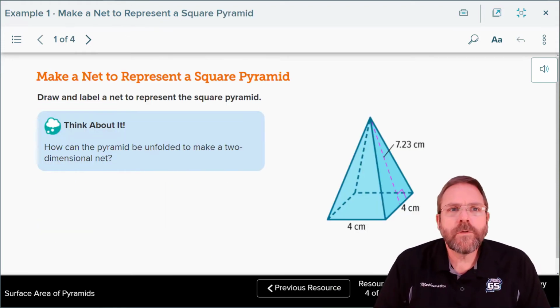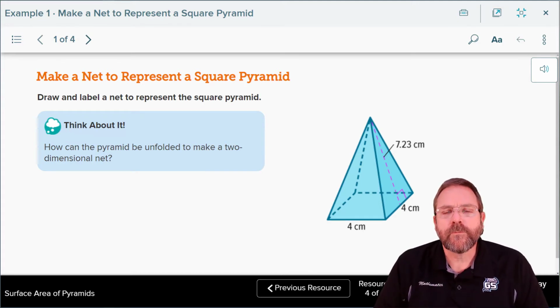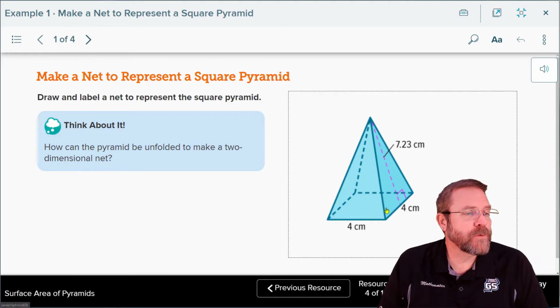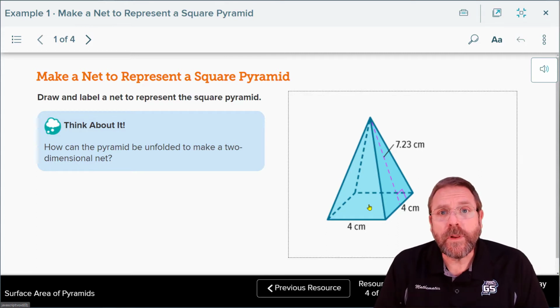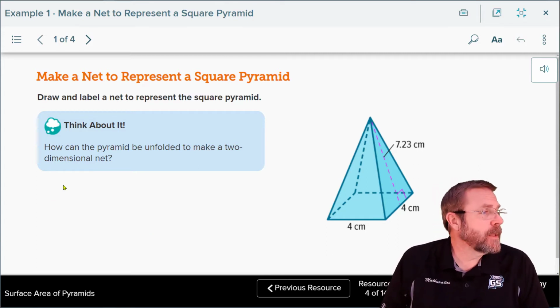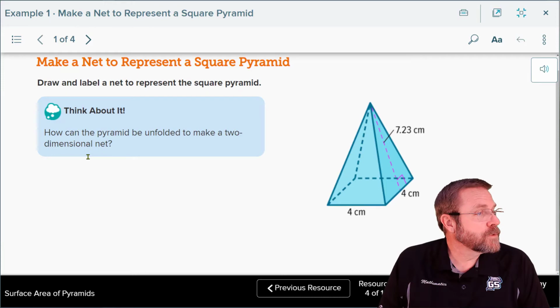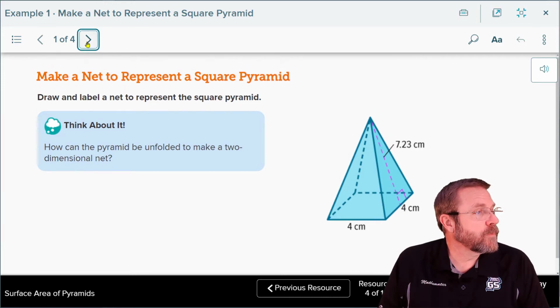Now, just like all the other polyhedrons that we've been finding the surface area of, the first thing we have to do on the pyramids is make a net. And the pyramid is the absolute easiest net to make because all you have to do is lay out the base and then flop down the sides of it and you're done. It's really a very easy net to make here. So, the instructions say draw and label the net to represent the pyramid.